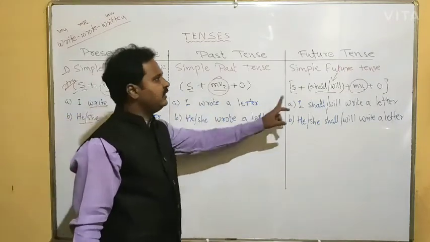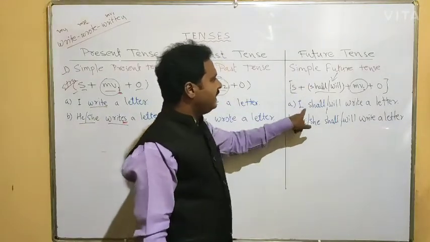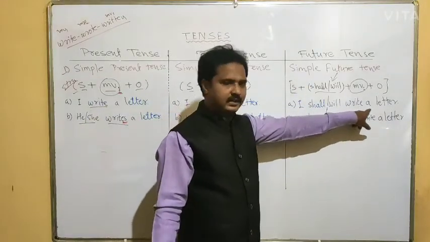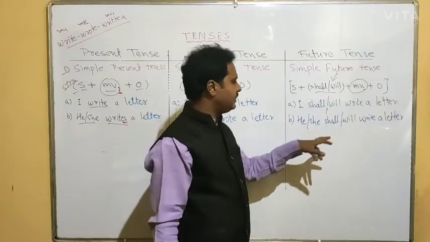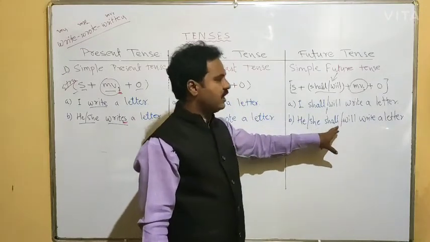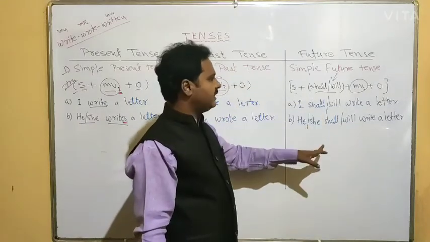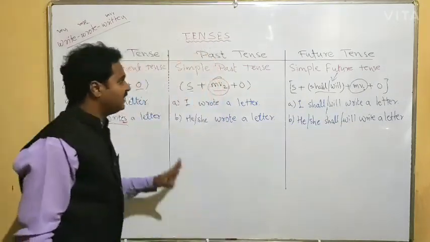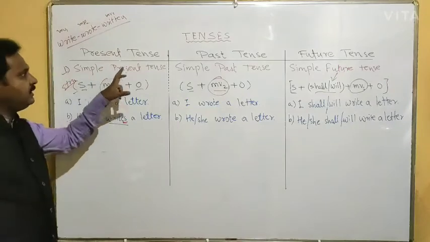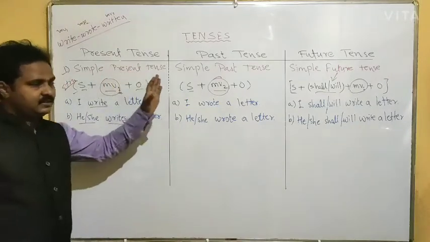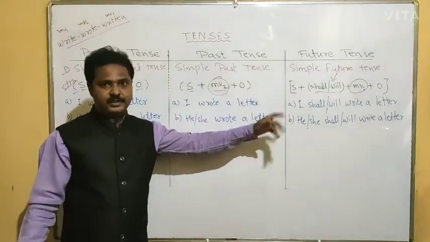Second form is here. And in simple future tense, I shall or will write a letter. He or she shall or will write a letter. We have to use any one of those, but for an example I have given you both. So this is a table of simple tenses, that is simple present tense, simple past tense, simple future tense.